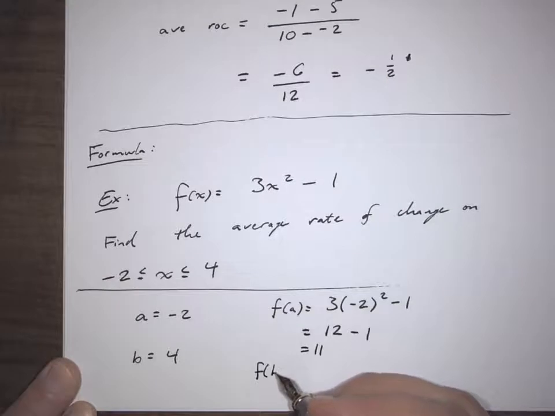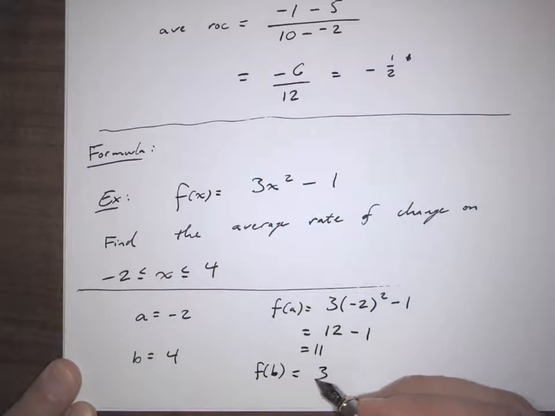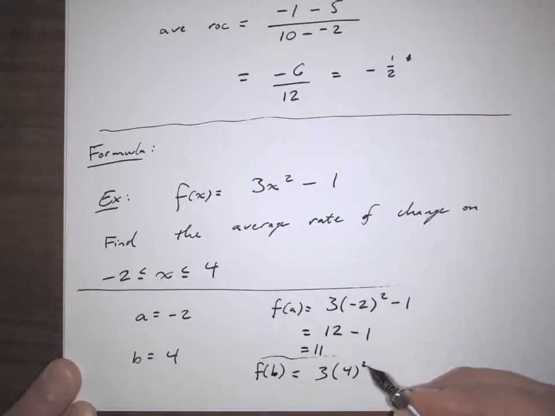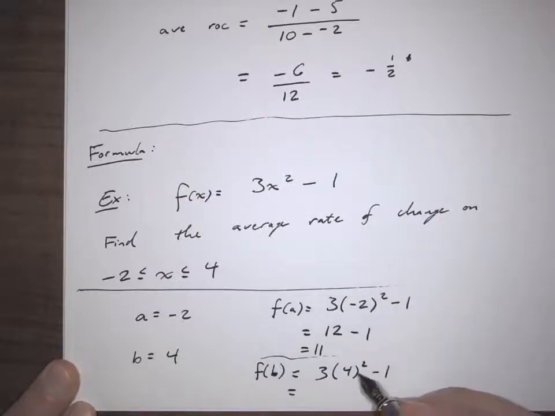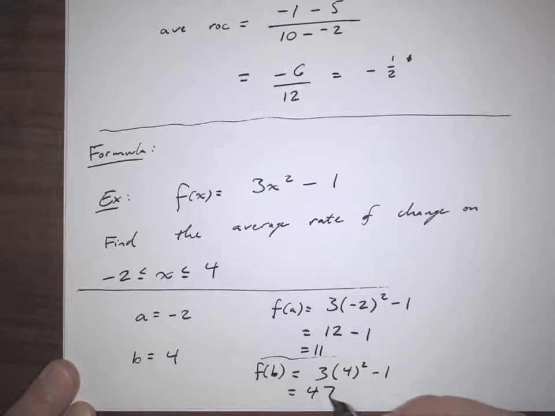And f of b is going to be the same thing but with a 4 instead of a negative 2. It's going to be 3 times 4 squared minus 1. So that's going to be 16 times 3 is 48 minus 1 is 47.